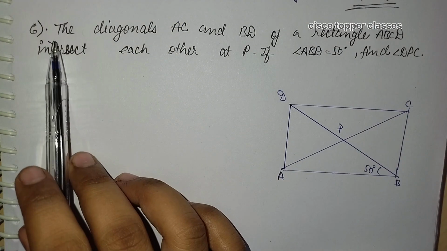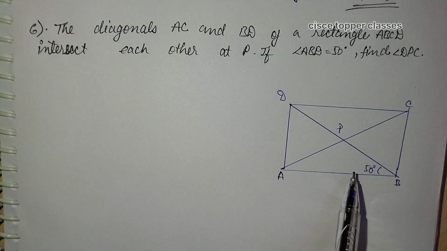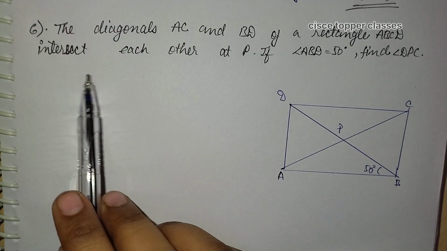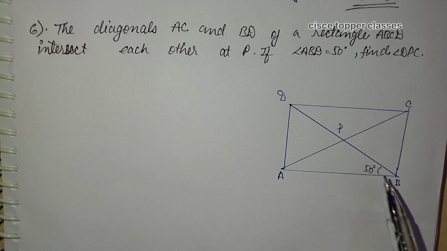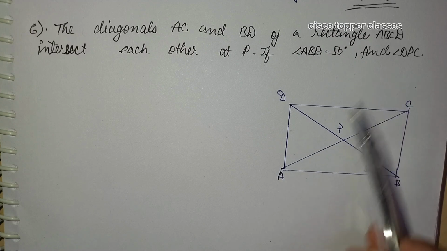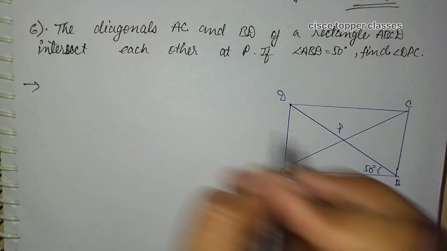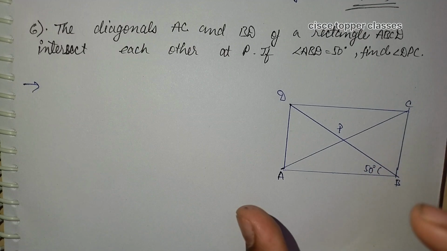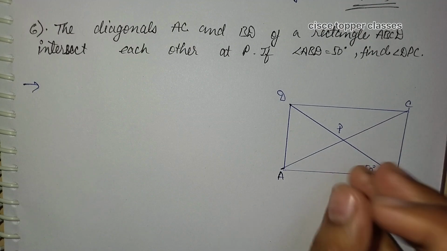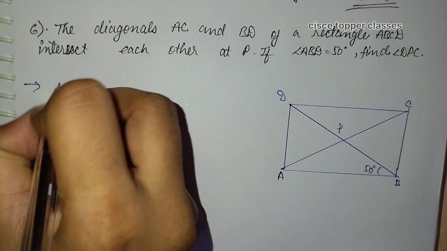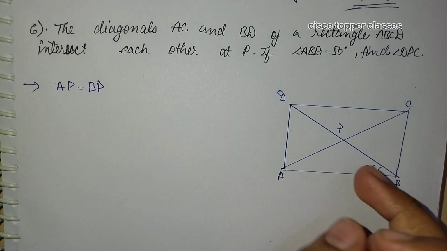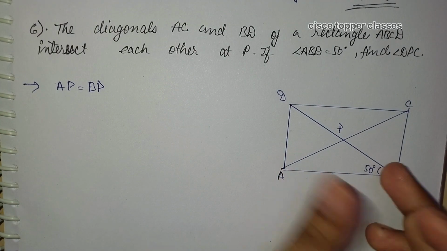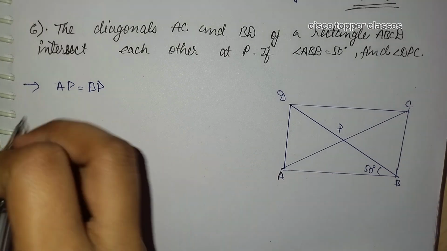Let us solve the sixth question here. The diagonals AC and BD of a rectangle ABCD intersect each other at P. If angle ABD here is equal to 50 degrees, then find DPC. Simply we can write that diagonals of a rectangle bisect each other and are the same, meaning they are equal. So we can write here AP is equal to BP, and if the sides are equal, opposite angles will also be equal.